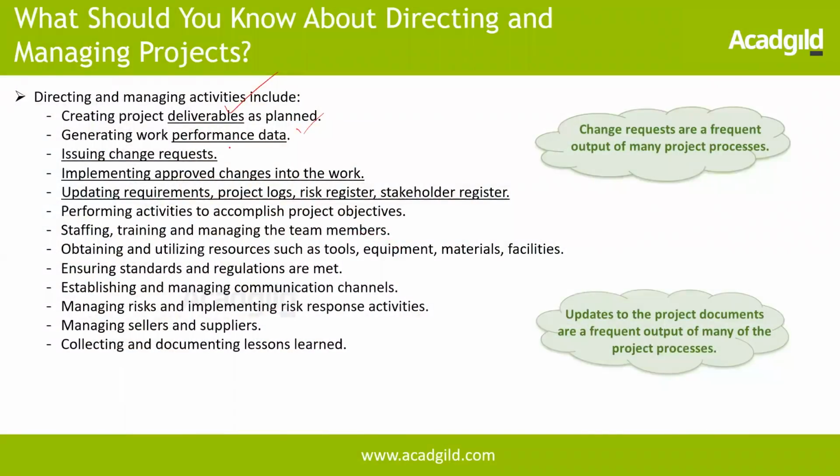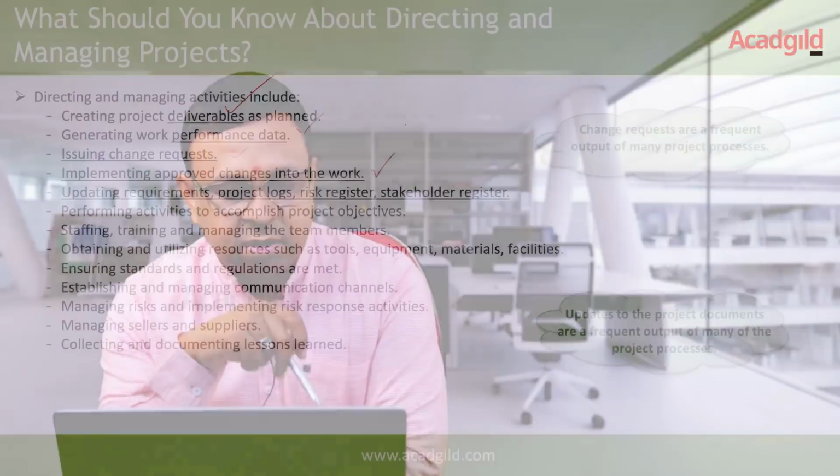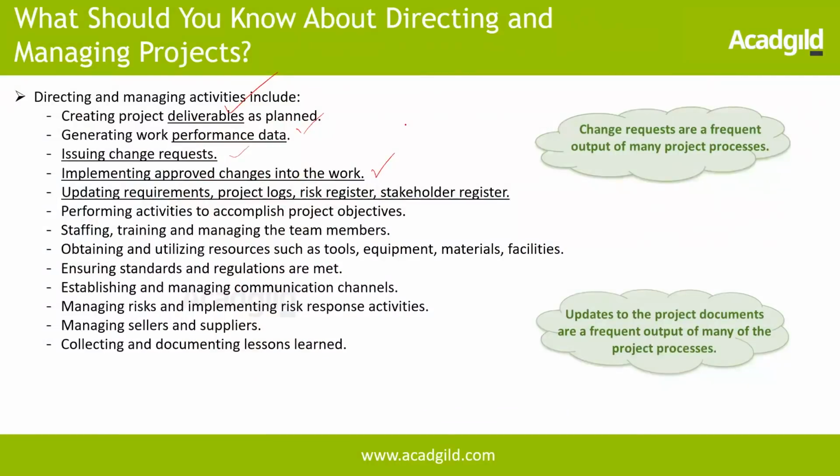So during the execution, we issue change requests and implement approved changes into the work, which has been decided during perform integrated change control. Then that gets in as an input, which we saw: approved change request being one of the key inputs to this process. Updating requirements, project logs, registers. So this is nothing but the project documents generally. Then performing activities to accomplish the project objectives as per the project management plan.